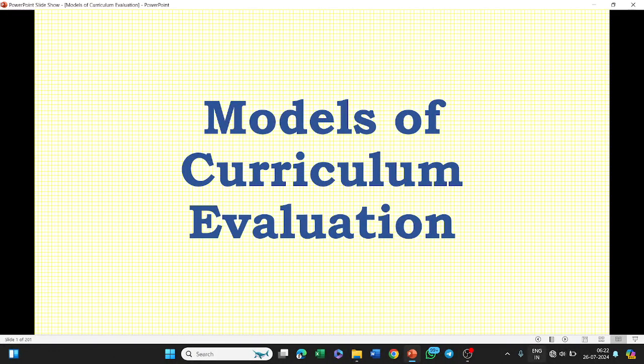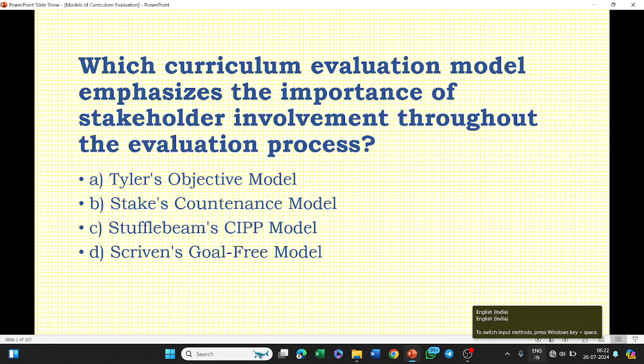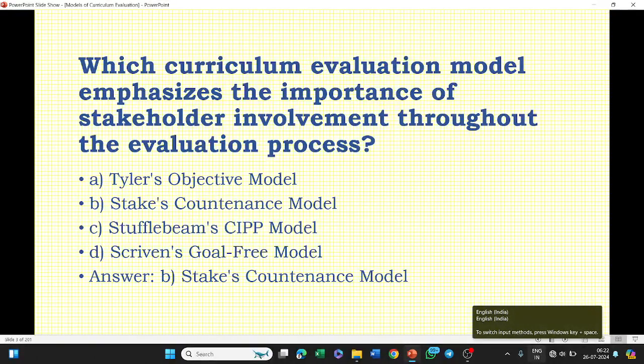Models of curriculum evaluation. First question of this session: which curriculum evaluation model emphasizes the importance of stakeholder involvement throughout the evaluation process? Options: Taylor's objective model, Stake's countenance model, Stufflebeam's CIPP model, Scriven's goal-free model. Answer of this question is option B, that is Stake's countenance model.